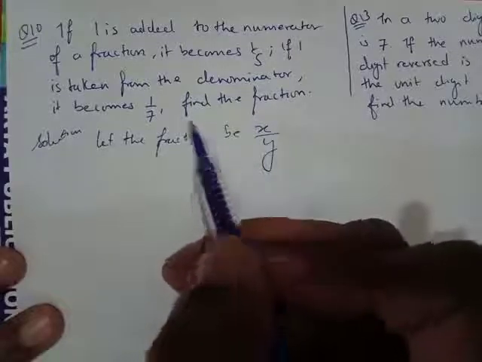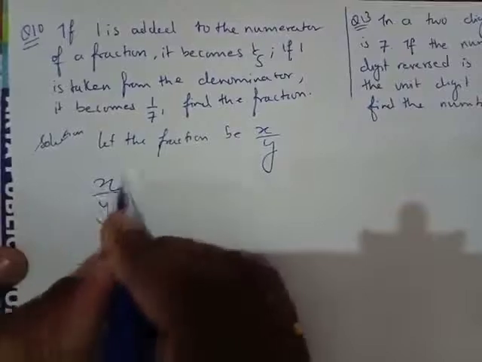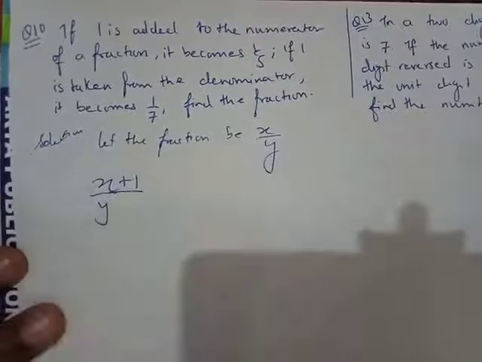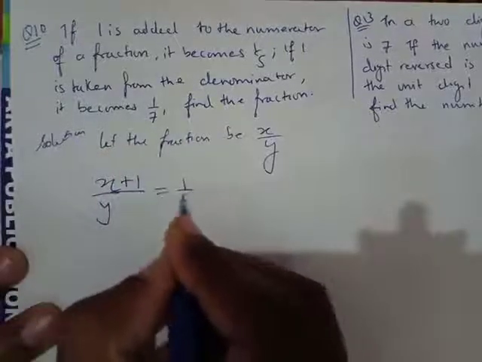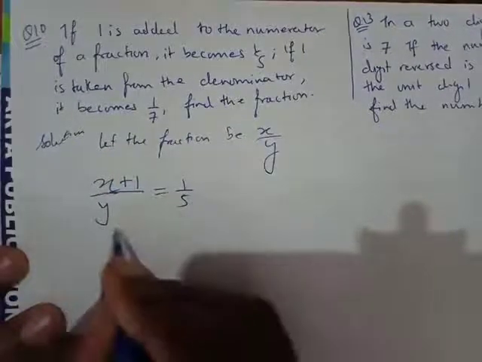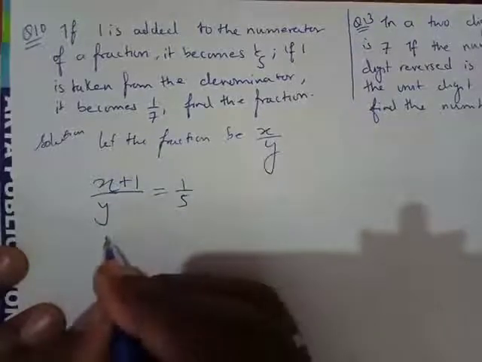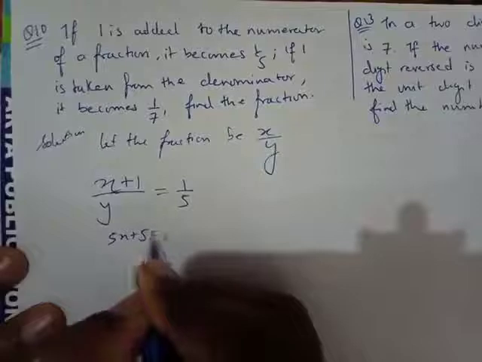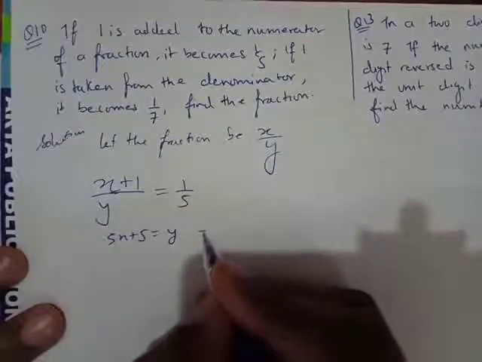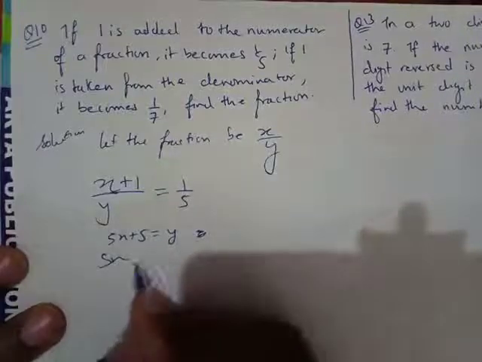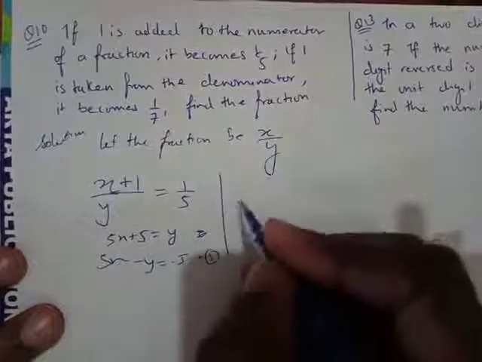It says if 1 is added to the numerator. So what is added to the numerator? 1 is added to the numerator of a fraction, and it becomes 1 upon 5. Becomes means equals to. So what is my equation going to be? 5 is going to go on that side and it becomes 5x plus 5 equals y, with y going on that side. So my equation is going to be 5x minus y equals minus 5. This is the first equation. Let's see what we have as the second equation.